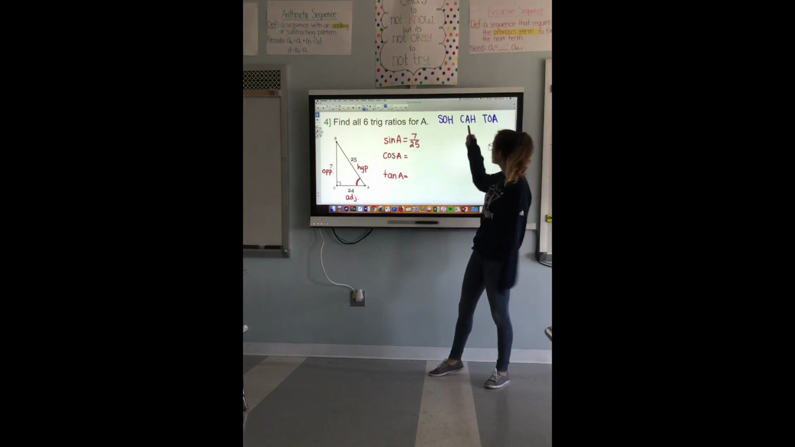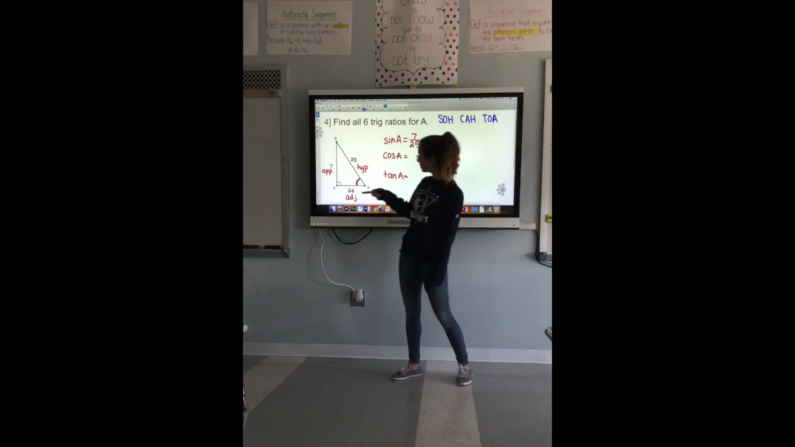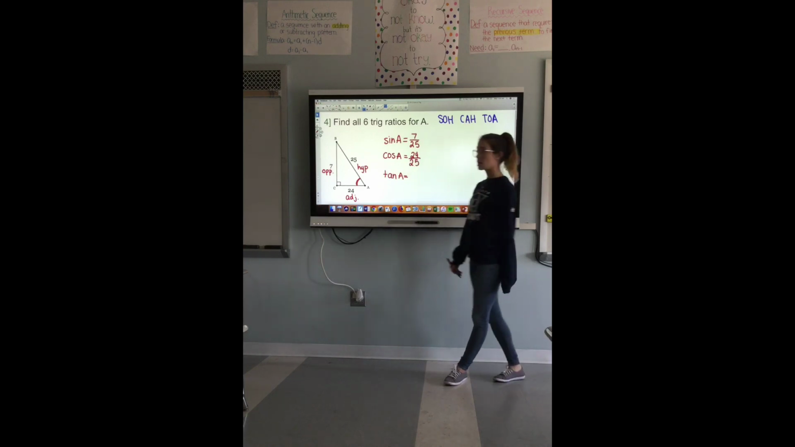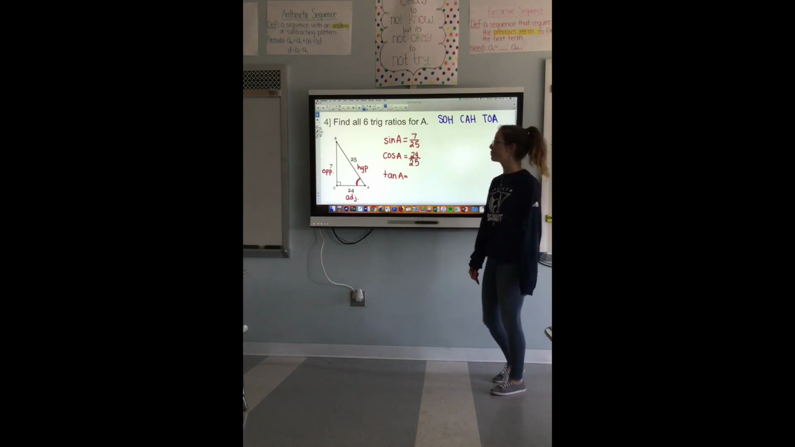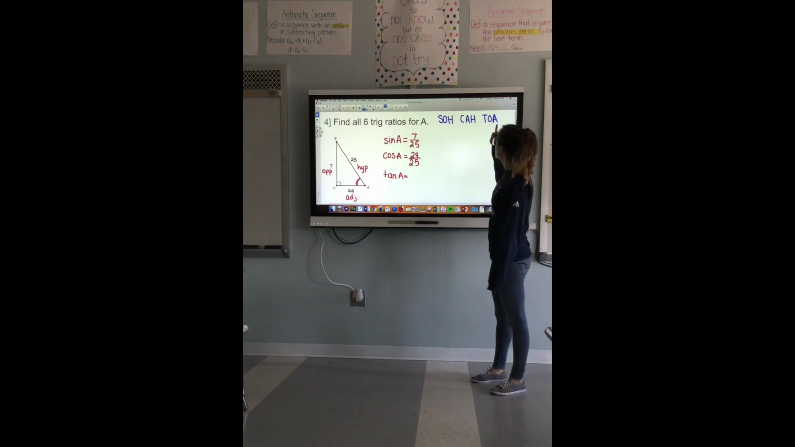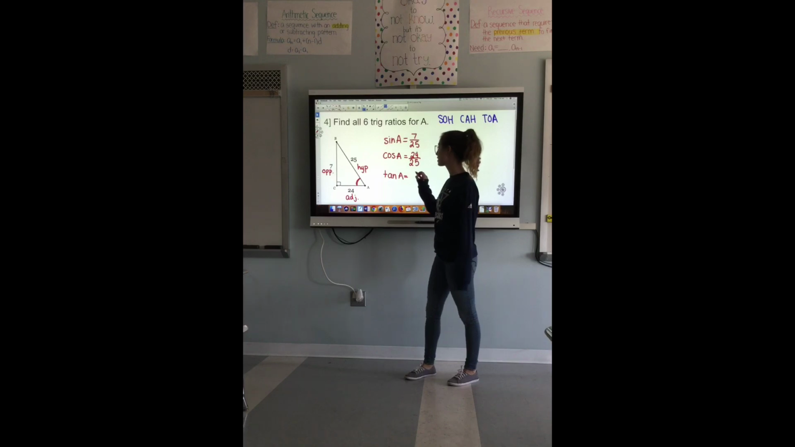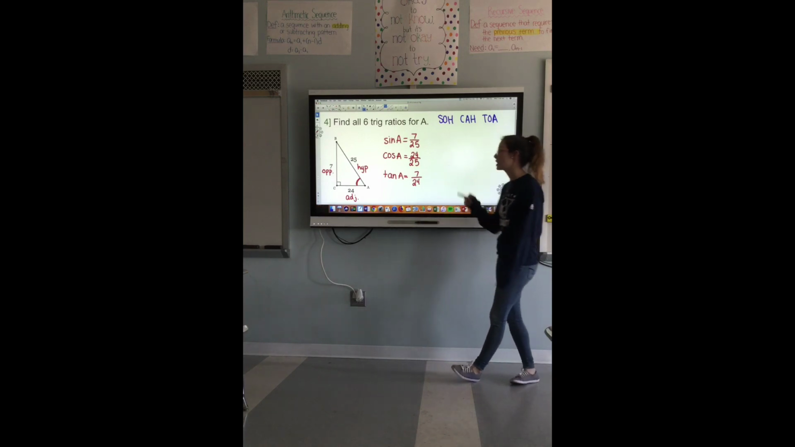Now cosine. Cosine is adjacent over hypotenuse. The adjacent side was 24. The hypotenuse was 25. Again, if you want to check if you can simplify it, go for it. And tangent is opposite over adjacent. So opposite is 7. Adjacent is 24. And that's sine, cosine, tangent.